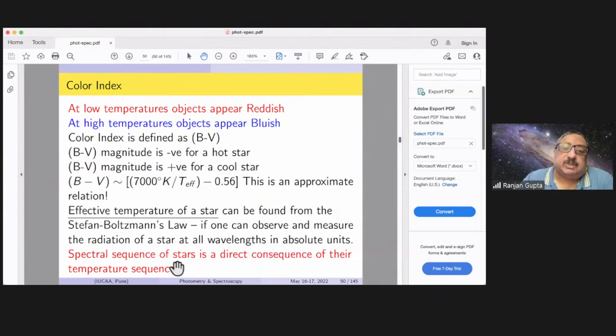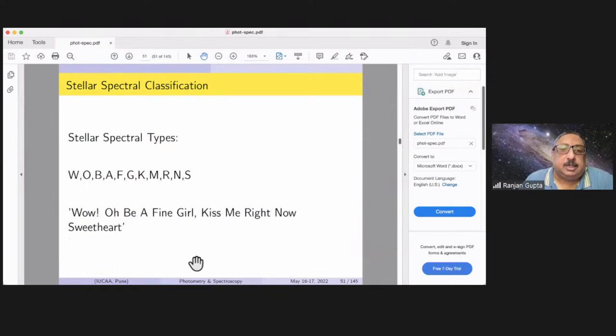So spectral sequences, the stars are called hot or cold and their colors have a direct relation to the temperature of the star. So this is just a slide here with spectral types.